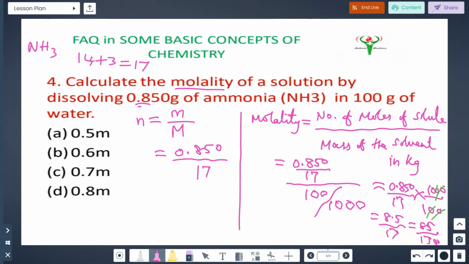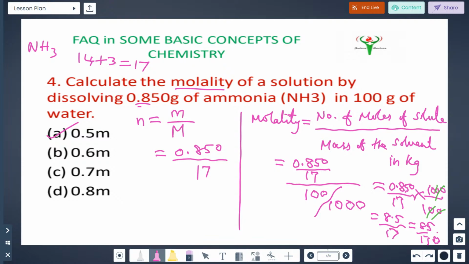This will be exactly 1 by 2. If we cancel, we get 1 by 2, which means 0.5. The option is 0.5 molality. That's the answer. Understood?